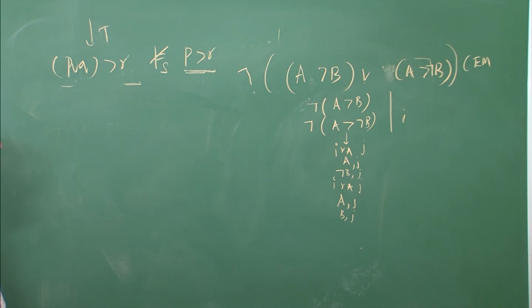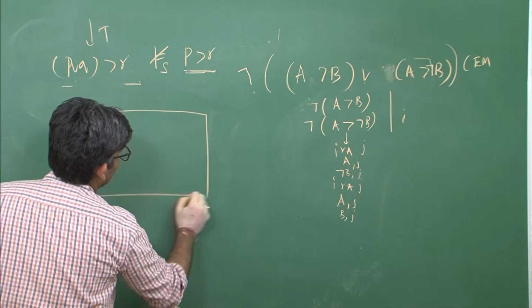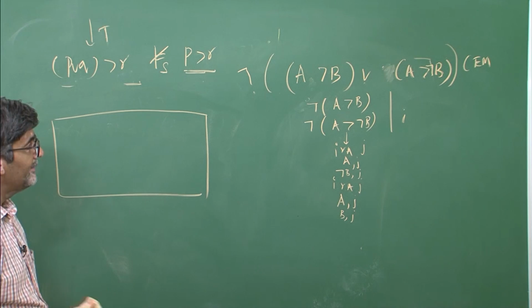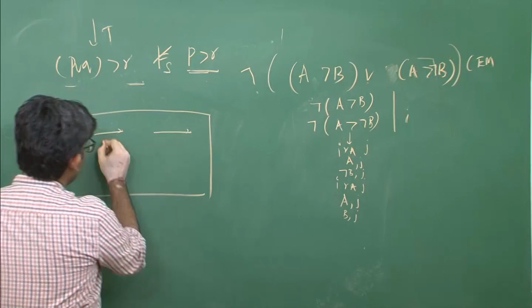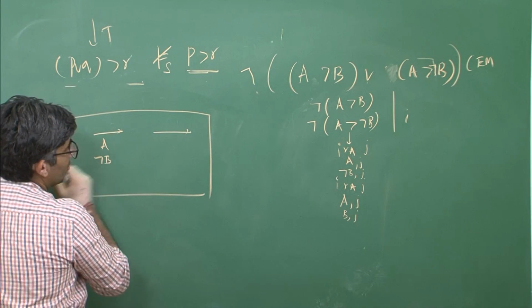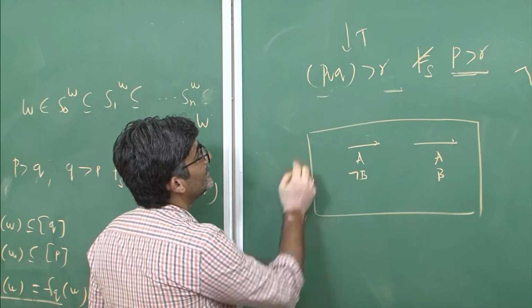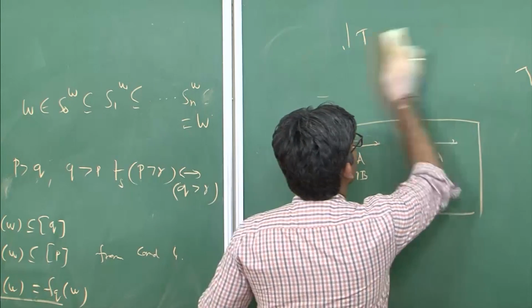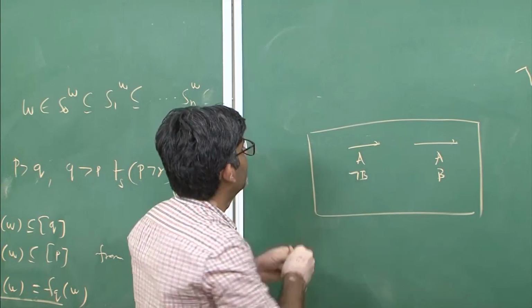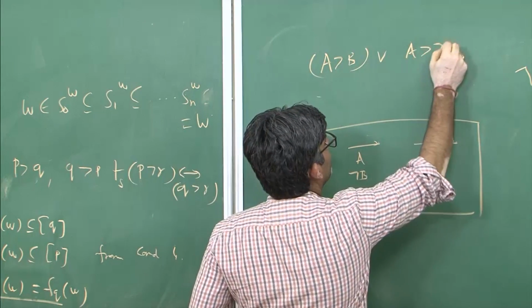There are some justifications which are given. Of course, I am not going into the details of it, but here is a counterexample for David Lewis. It is like this. There are two possible worlds here. In one world, A and not B is true, and in another world, A and B is true. Now coming back to this example, A implies B, or A implies not B.